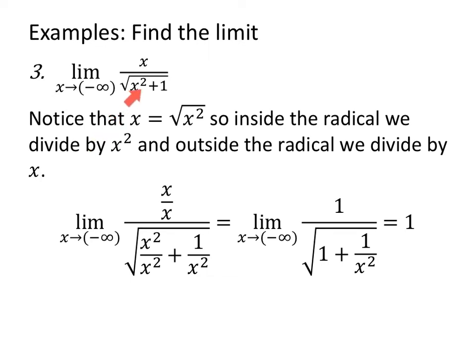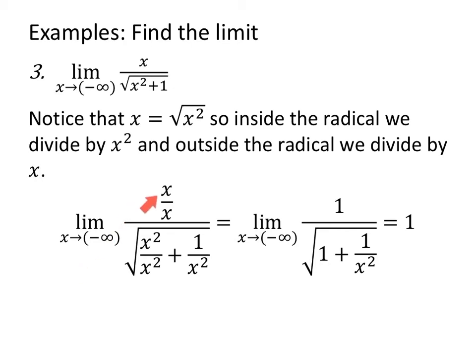It looks like x squared is the highest power, but it's inside a radical. The square root of x squared is approximately x. So inside the radical we divide by x squared, and outside the radical we divide by x. I have to make sure I'm dividing everything by the same power. And inside and outside of a radical, I have to pay attention.